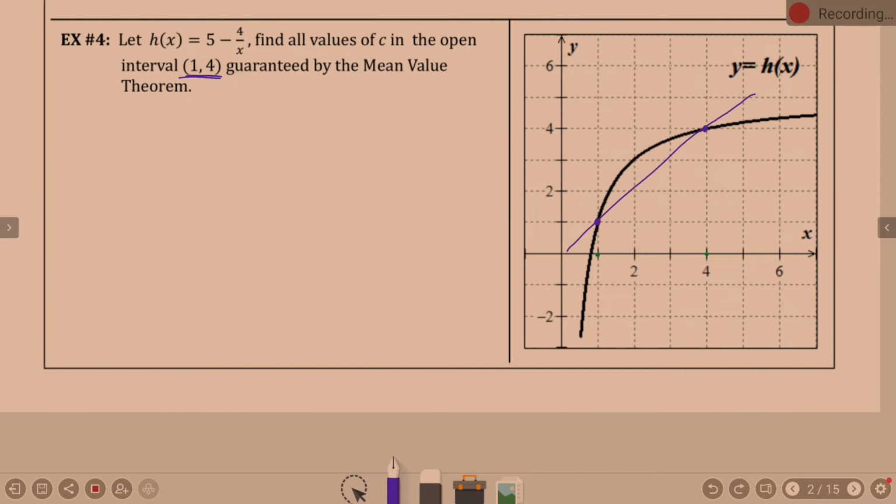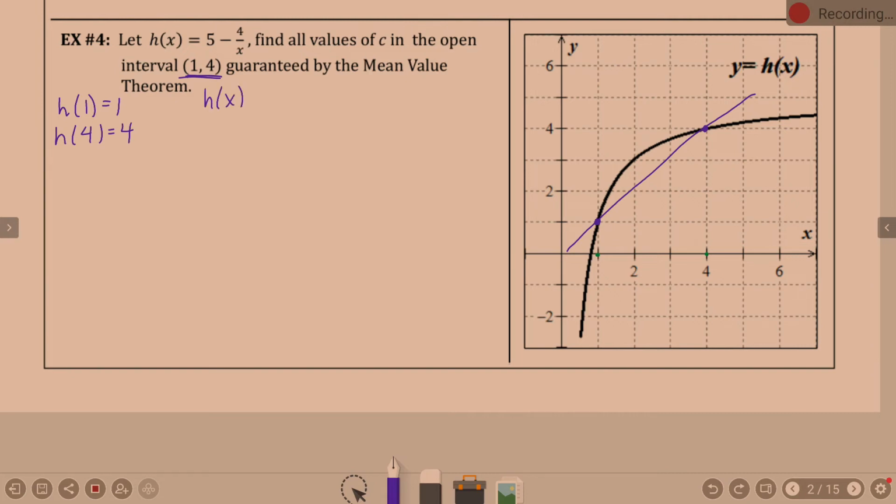Now, if we want to go ahead and do a little bit of side work, we can. What is h of 1? h of 1 is 1. What is h of 4? 4. Well, that was too easy. So we're going to need that information when we find the slope of the secant line, right? Average rate of change. We're also going to have to find the derivative of this. So I'm going to go ahead and do a little bit of work there.